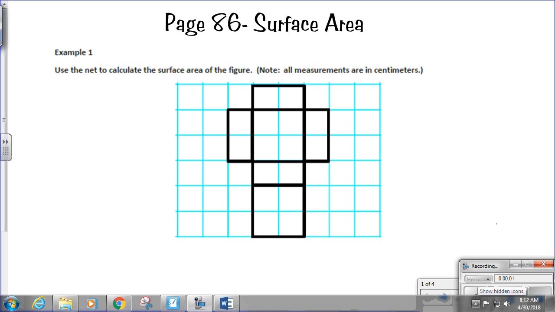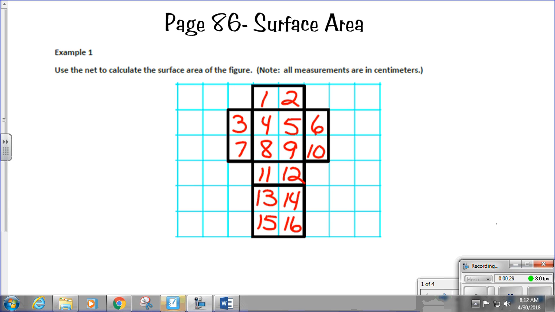Area is basically like if you were going to wrap something up, how much paper would you need? Sometimes you're going to already be provided the net on the grid system, and in this case, all you have to do is count up the boxes to find the surface area. So, counting up the boxes. The surface area of this net is 16 centimeters squared.